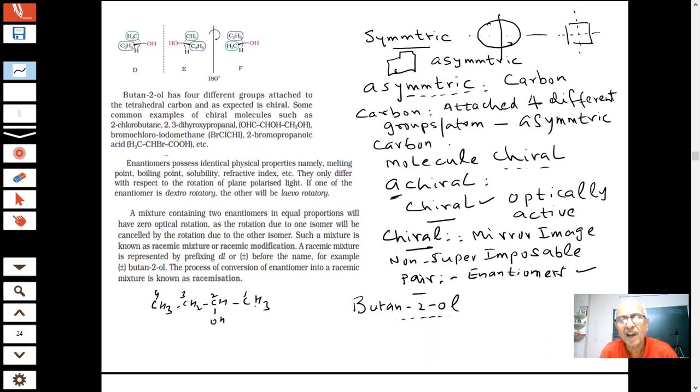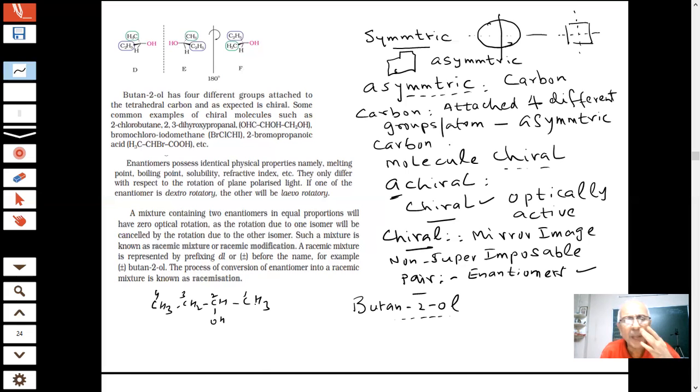Is the first carbon chiral? Yes, sir. No, sir. How is it asymmetric? I'm saying, is this carbon asymmetric? Okay, fine. So this will be achiral, then 2, 3, and 4 will be chiral. Sir, this will be achiral, I think.